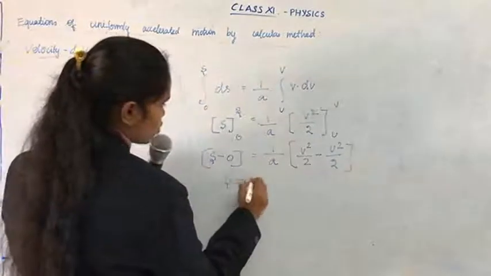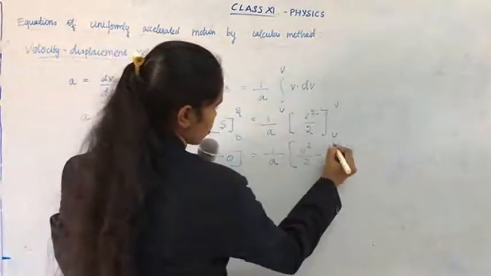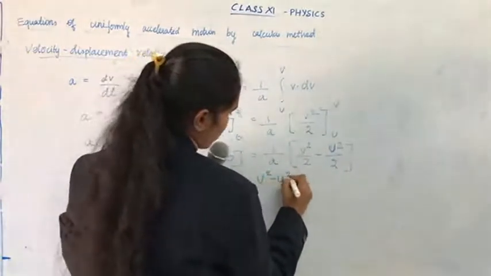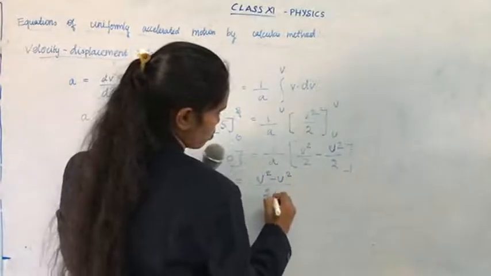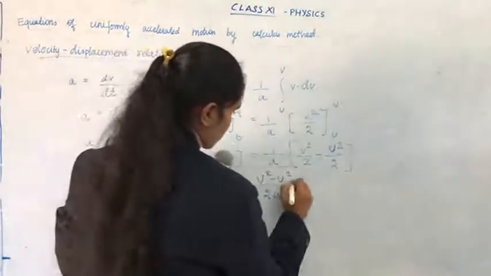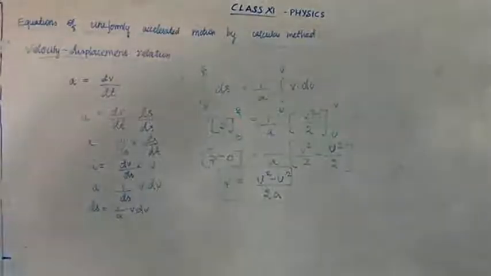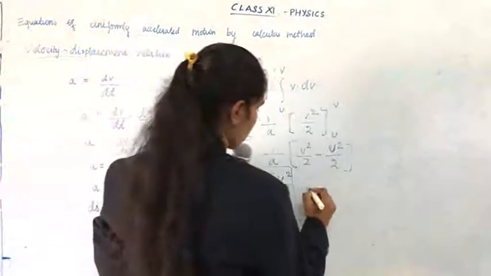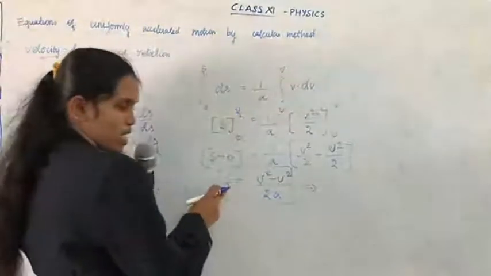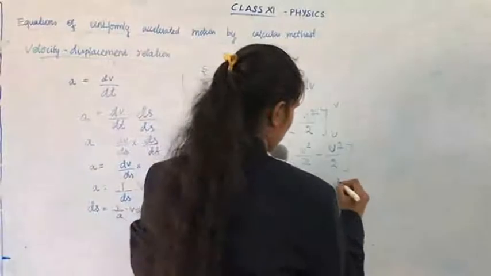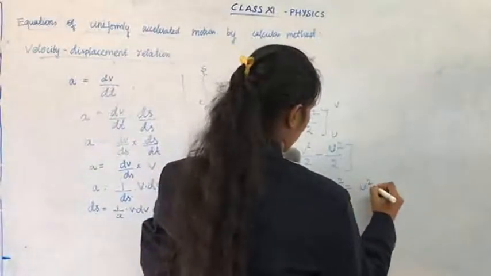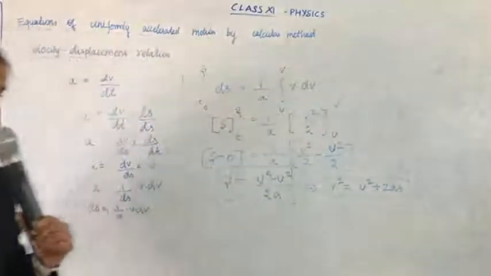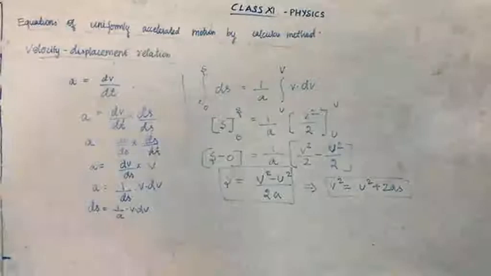Now s equal to, this is v square and this is u square. Right, v square minus u square by common 2a, equal to v square minus u square by 2a. Now it becomes 2a into s, comes here. So v square equal to u square plus 2as. This is the third equation.